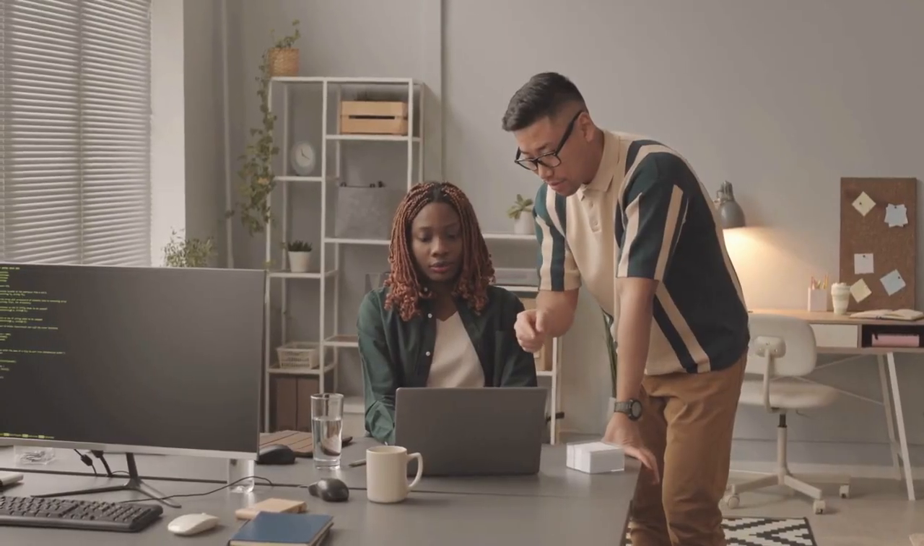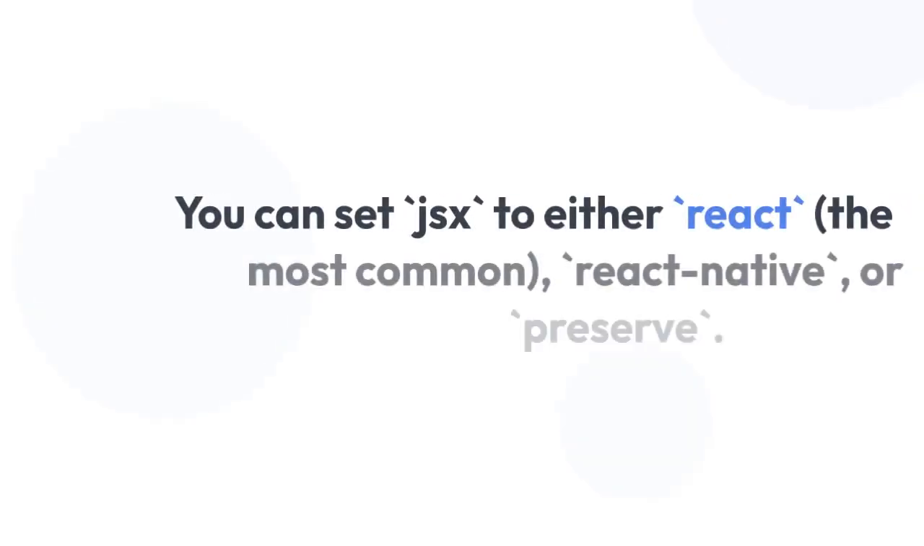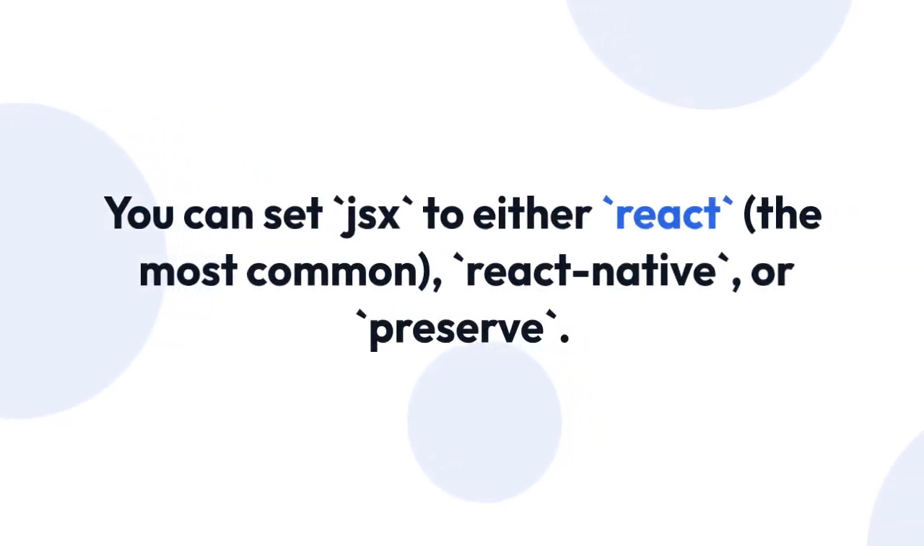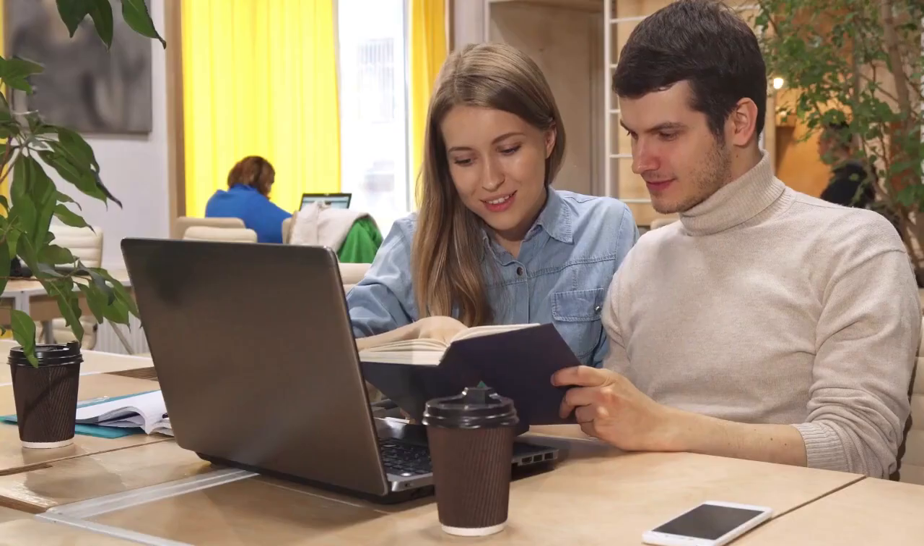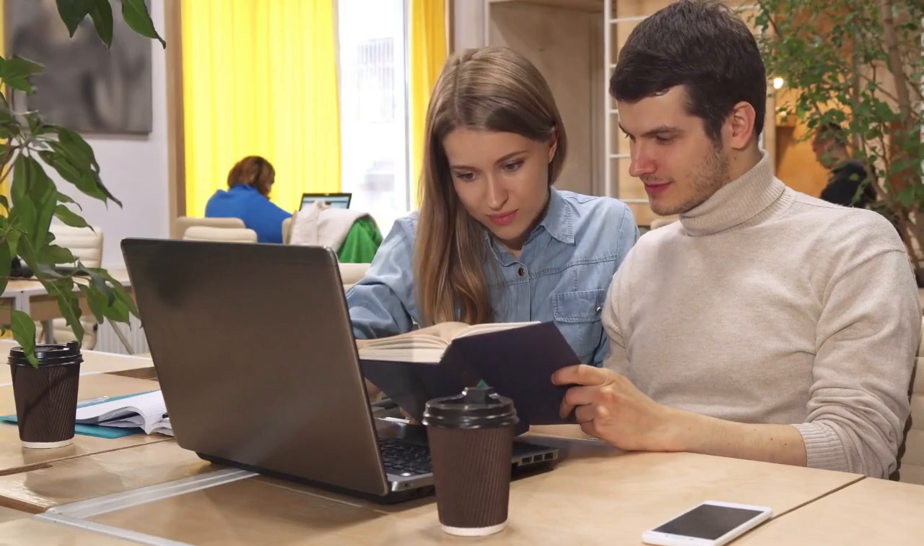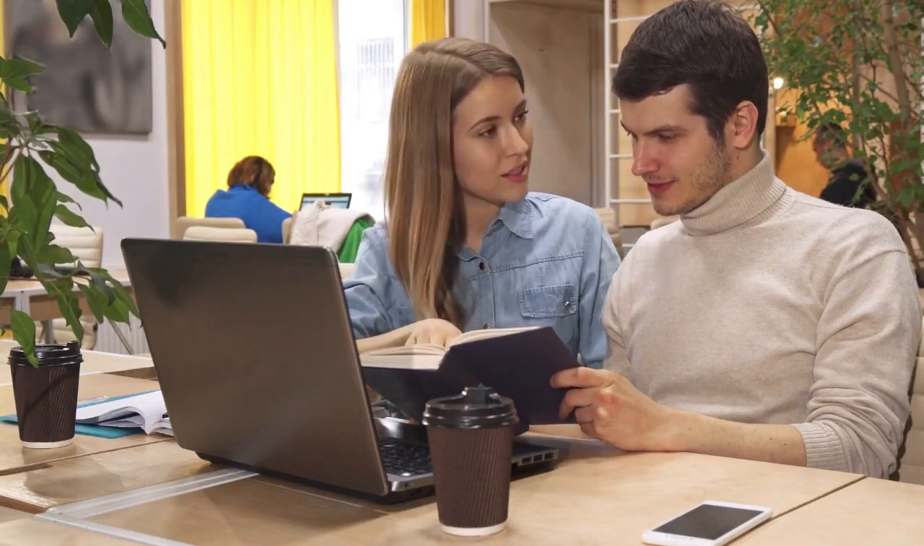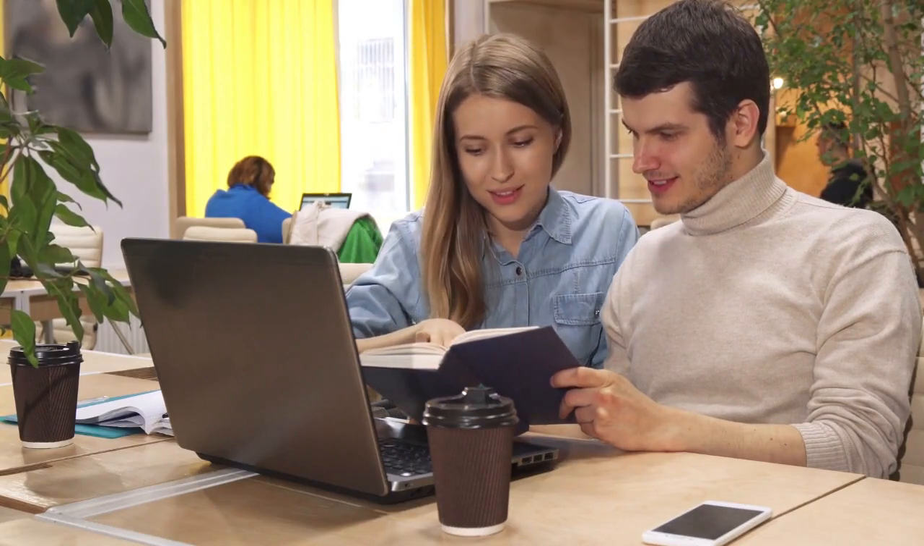C. TypeScript. If you're writing TypeScript, a superset of JavaScript, you'll need to enable the JSX compiler option in your 'tsconfig.json' file. You can set JSX to either React, the most common, React Native, or Preserve. D. Other build systems. Other build systems or JavaScript environments might have different ways of enabling JSX support. Check their documentation for guidance.